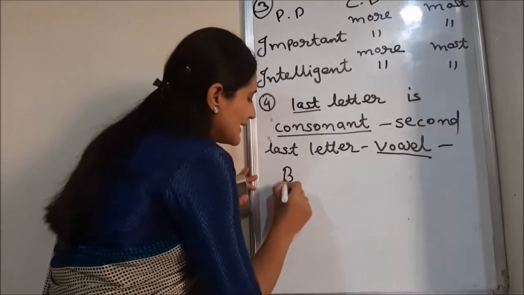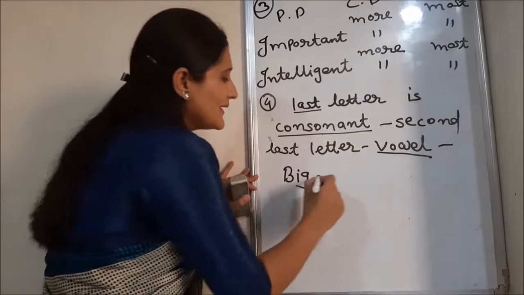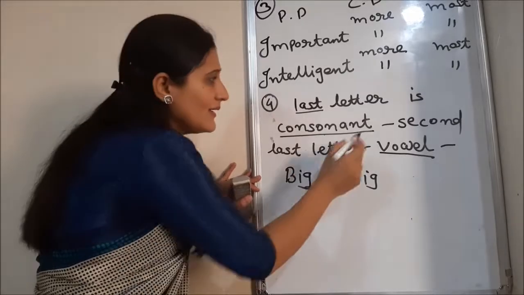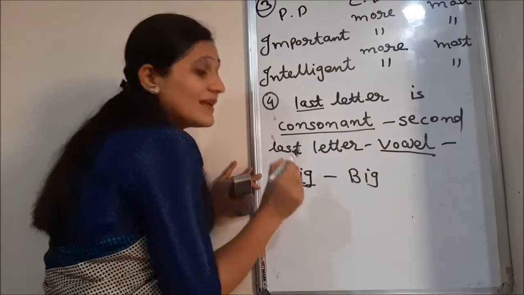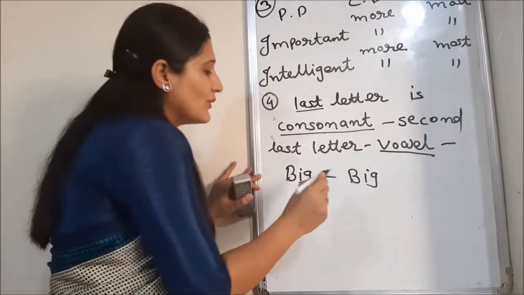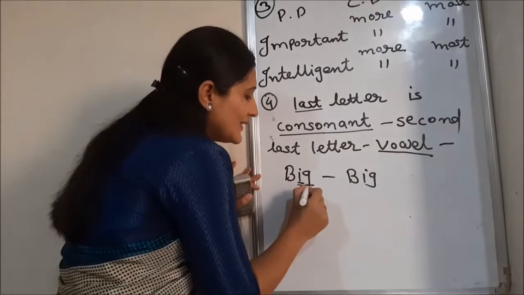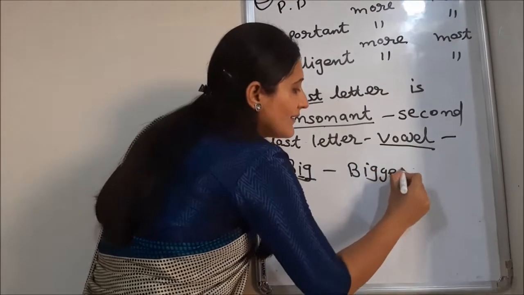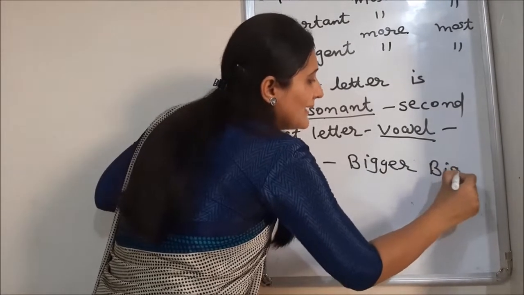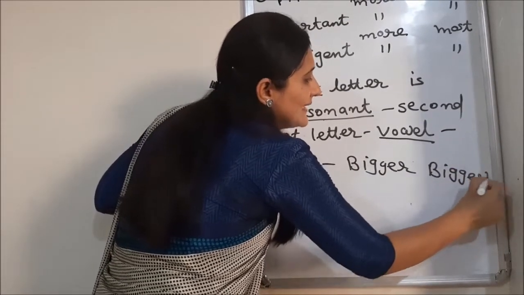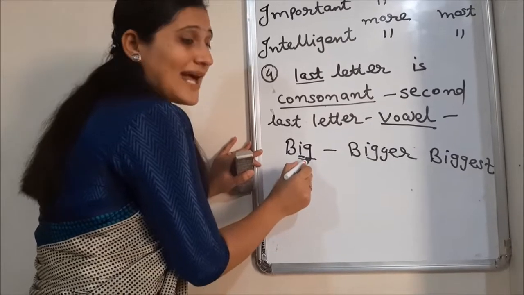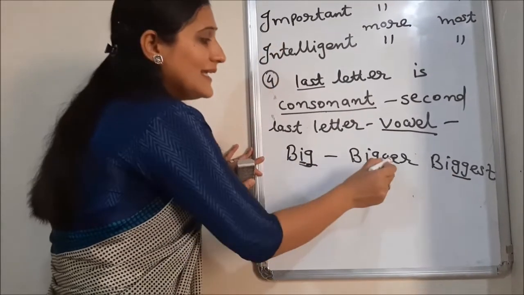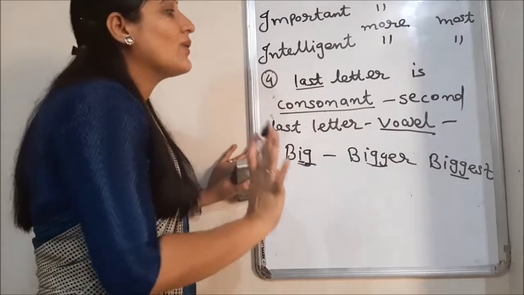If the last letter is a consonant and before that a vowel is given, you need to double the last letter. For example, big in the positive degree. G is a consonant and the second last is I; A, E, I, O, U are vowels. So we need to double the last letter. See, bigger and biggest. You can see the last letter has been written twice. ER and EST you need to add in all.